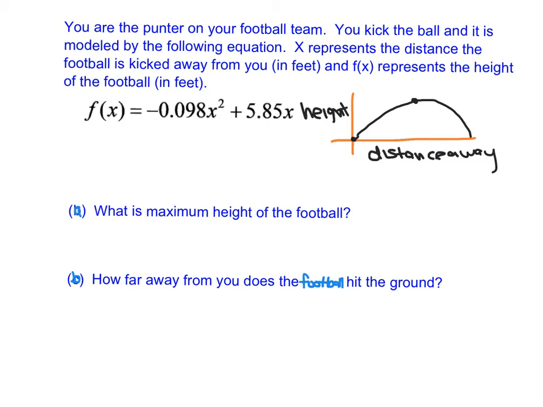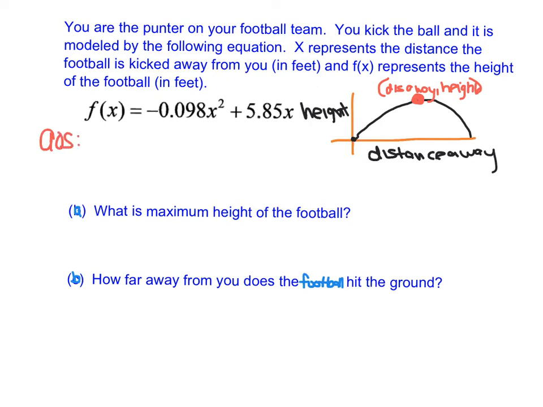So what we need to do is find the maximum height of this football, which remember goes along with the vertex up here. This is our distance away, and this is our height. So our x value is our distance away, our y value is our height, and if we can find this vertex point up here, we can determine at what distance away and at what height the football reaches its highest point.